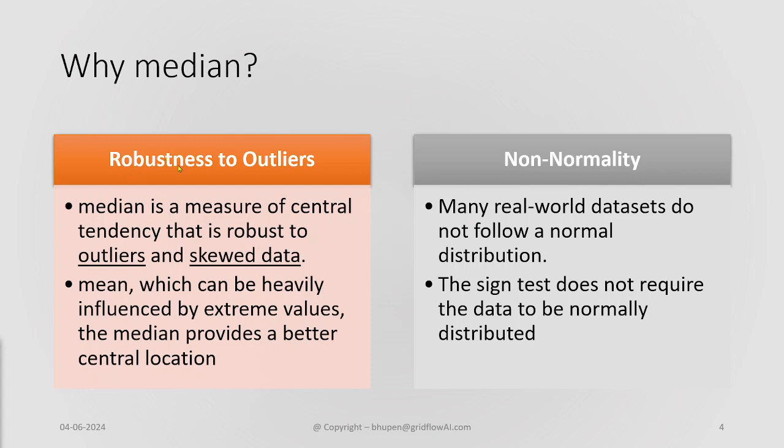It's pretty useful when the assumption of normality is not possible in a data set. So why median? Because the median is a useful measure when the data is not normally distributed or has outliers or extreme values. The median is a measure of central tendency that is quite robust to outliers and skewed data. The mean, on the other hand, is influenced by extreme or outlier values. Non-normality is another condition where the median would be a better choice, and the sign test does not make any assumption that the data is normally distributed.